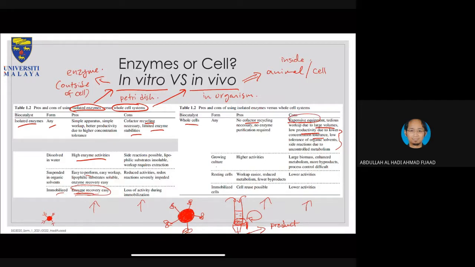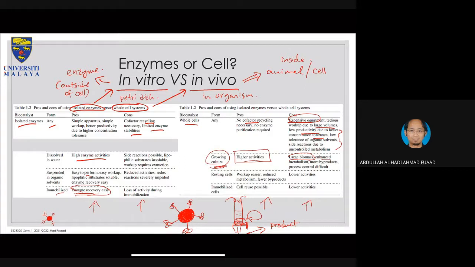Okay. So, a growing culture has a high activity compared to an enzyme because, again, enzymes are stagnant. If you use 1 molar of enzyme, then forever it will stay as 1 molar. However, if you use a whole cell, of course cells grow and divide, so you can have a higher activity provided that the cells keep on dividing. But the con is that towards the end of the day you get a large biomass, meaning the cells will keep on growing and growing. At one point you will get a very huge amount of cells, so you need to do something with it.